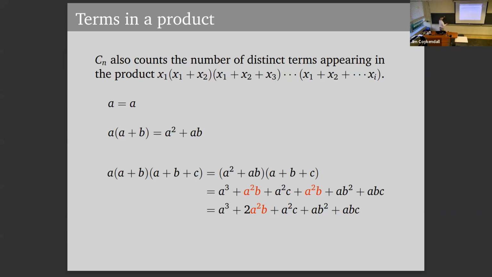And then a squared c times a, so that's a cubed c, a times a squared bc, and then a squared c squared, a squared cd, a squared b squared, a b cubed, a b squared c, a b squared b, and a squared bc, a b squared c, a b c squared, and a b c d.